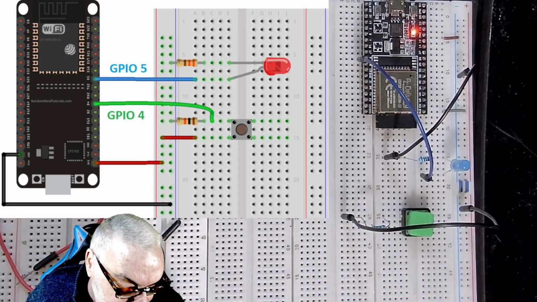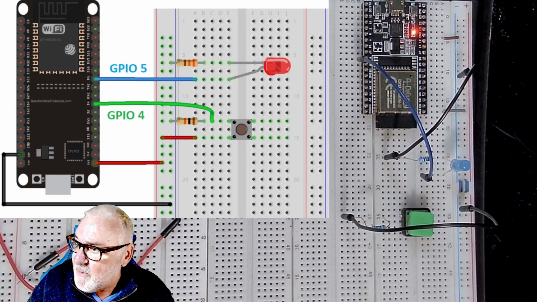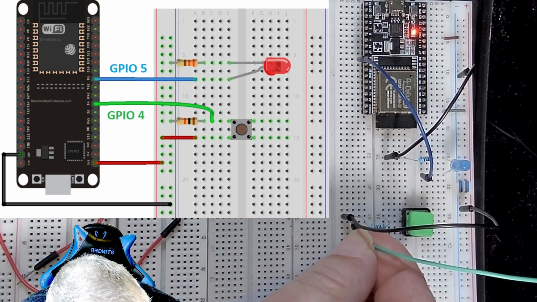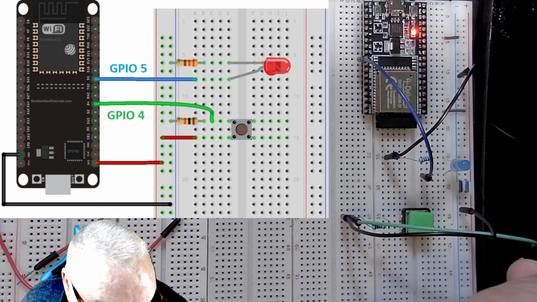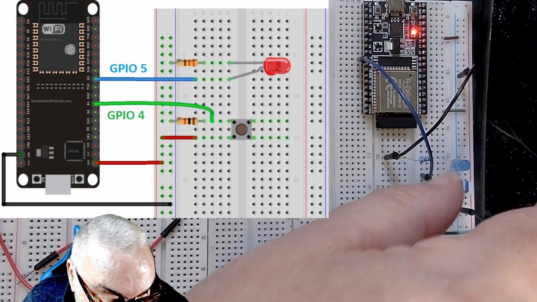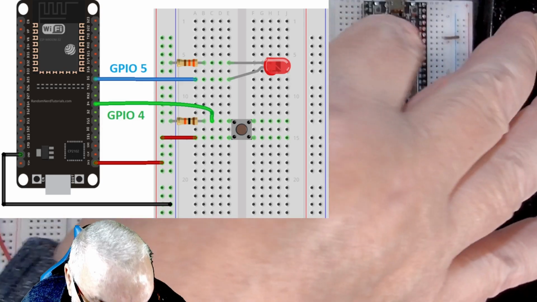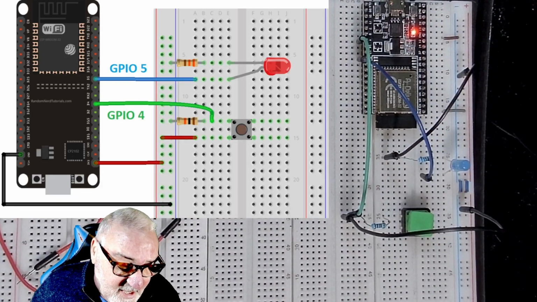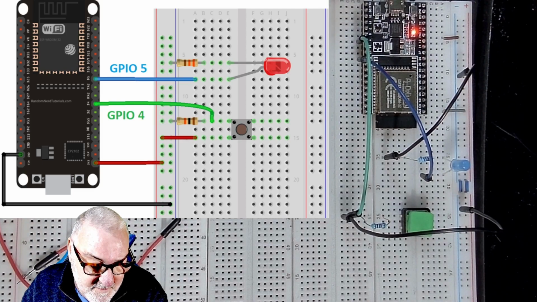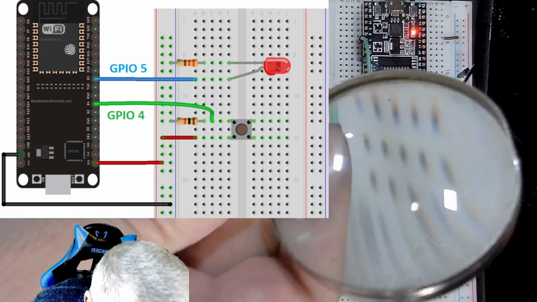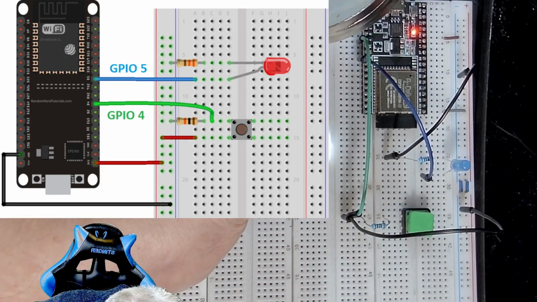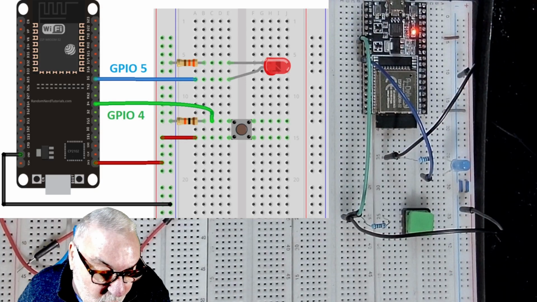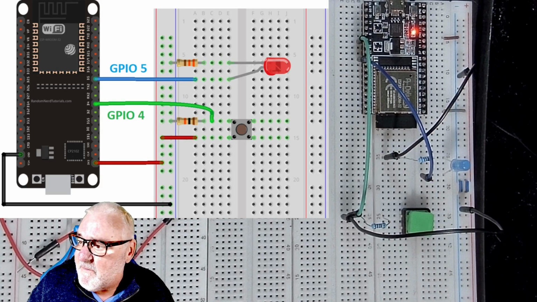I then need a green cable going between the resistor and ground, taking this to pin 4 on our ESP32. To pin 4, correctly, yes. So using pin 4 and pin 5.